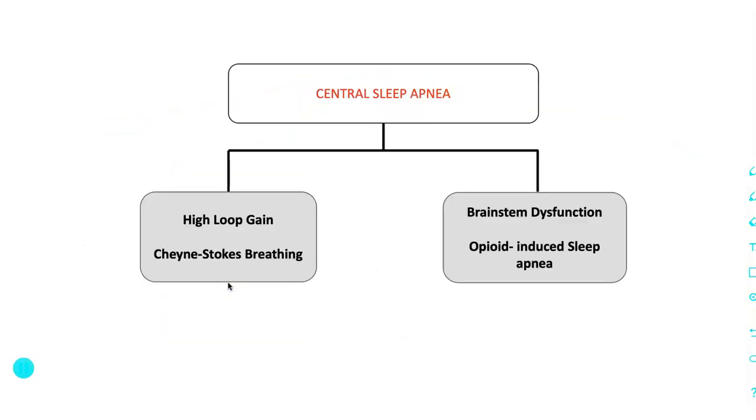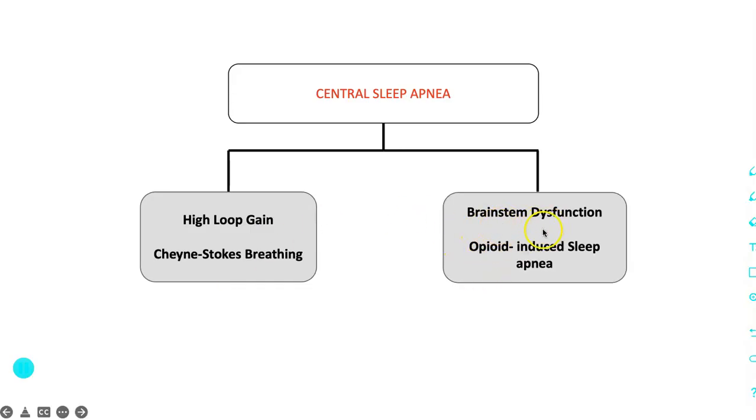Now, if you're looking at central sleep apnea in detail, we can divide it into those with a high loop gain or those with brainstem dysfunction. For high loop gain, the example would be the Cheyne-Stokes breathing pattern, and the mechanism is due to circulatory delay caused by poor cardiac ejection fraction. What it results in is that the brain doesn't receive real-time monitoring of the CO2 levels and the ventilation status.